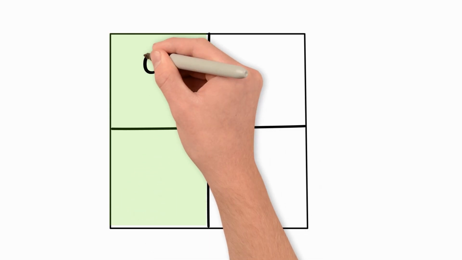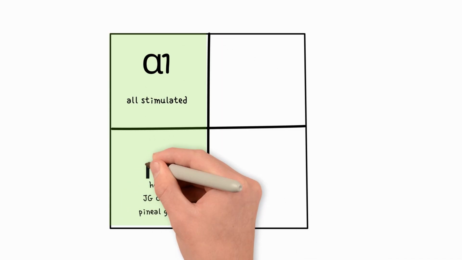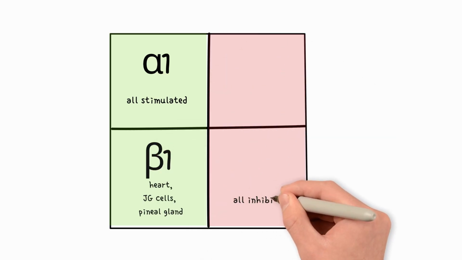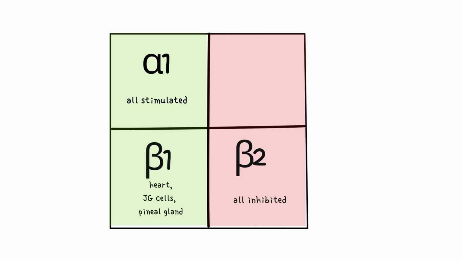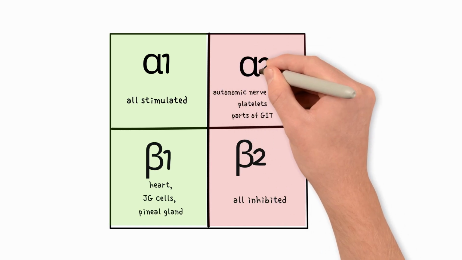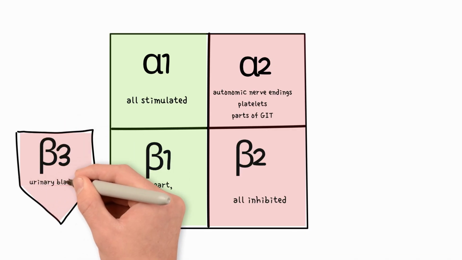Here is the rule. All the helpful organs have alpha-1 receptors, except for the heart, the juxtaglomerular apparatus, and the pineal gland, which use beta-1. All the organs that are inhibited have beta-2 receptors, except presynaptic nerve endings, platelets, and some parts of GIT, which use alpha-1. Beta-3 receptors are found specifically on the urinary bladder and adipose tissue.